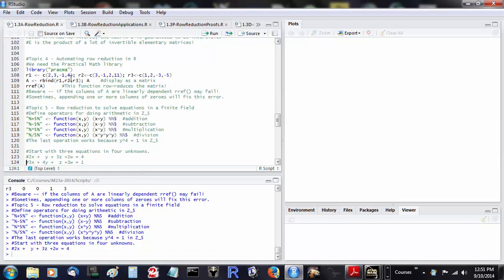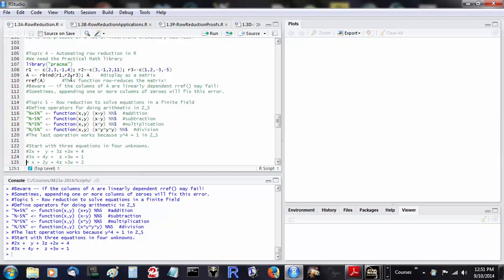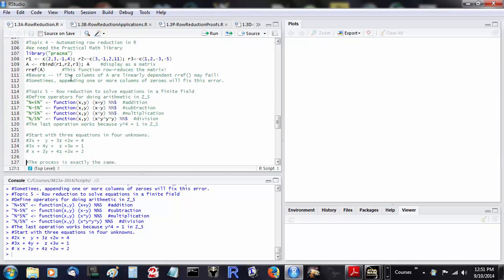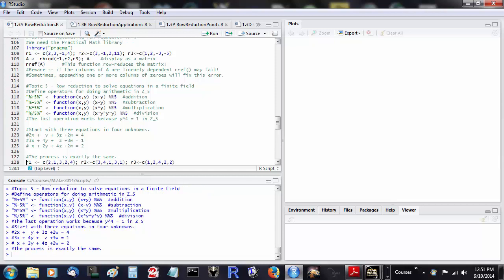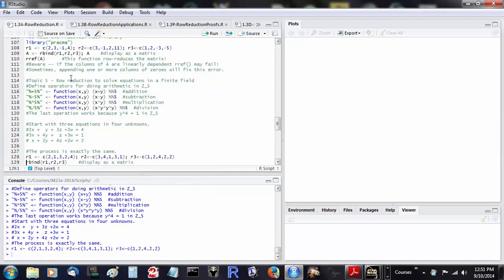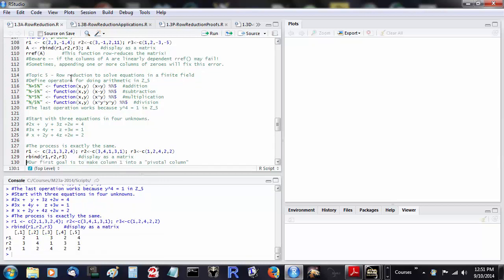So let's start with three equations in four unknowns. What? You say you can't solve three equations in four unknowns? That's not enough equations. Oh, yes, we can. It's just that the solution will not be unique. We're very likely to discover that we have to pick W arbitrarily and then specify X, Y, and Z in terms of it. The process is exactly the same.